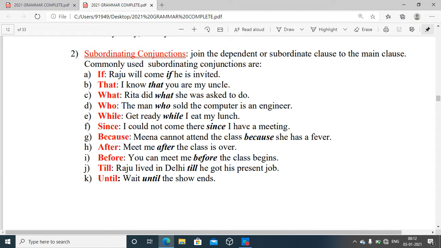Till. Raju lived in Delhi till he got his present job. Here, these two events are connected only in a suitable way with this conjunction.